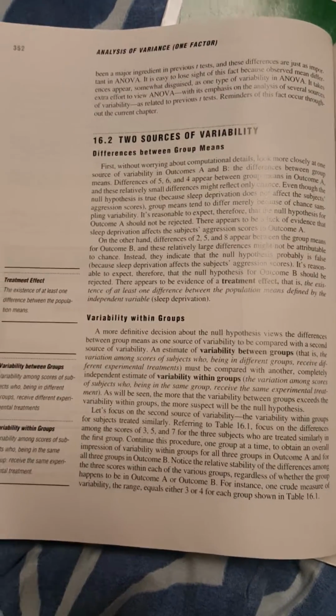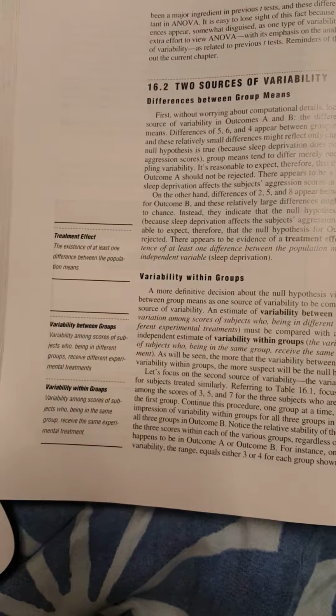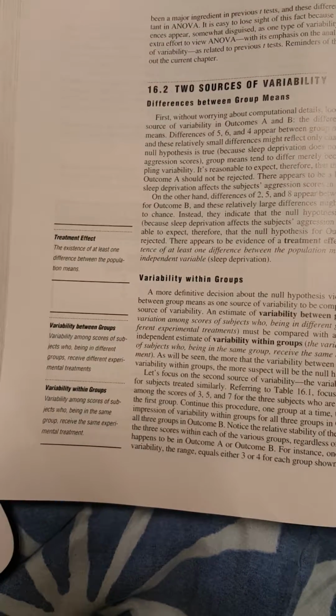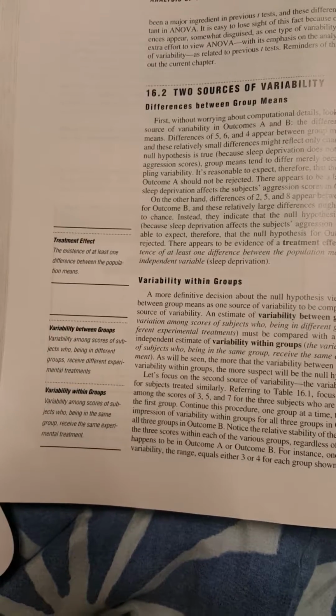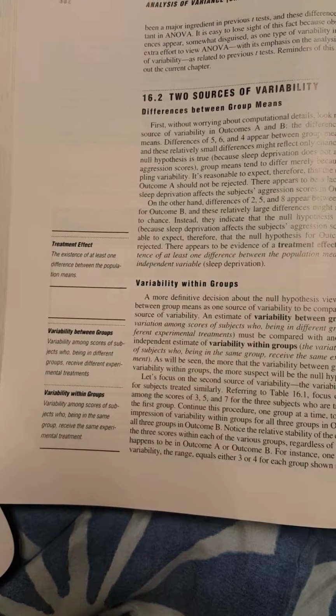16.2 Two scores of variability. The treatment effect is the existence of at least one difference between the population means. In the sleep example, differences between means are too large to be attributed to chance.